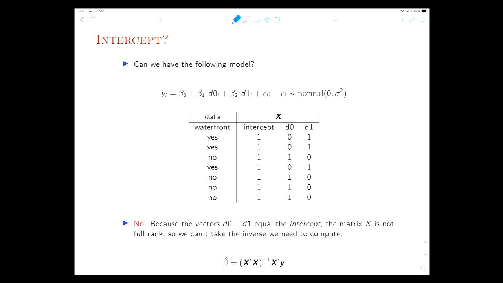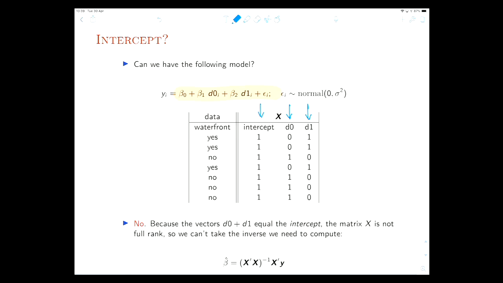So why did we not choose to have the intercept? Let's say we went ahead and did include an intercept term. So let's say the model is beta 0 plus beta 1 D0 plus beta 2 D1, so you have the standard intercept included. Then your design matrix would have the intercept term, the D0 values, and the D1 values. D0 and D1 are defined just as they were before. D0 represents a property without a waterfront, and D1 represents a property with a waterfront.